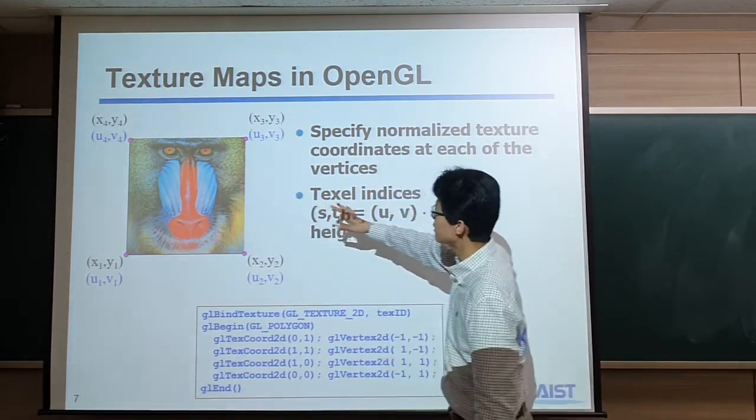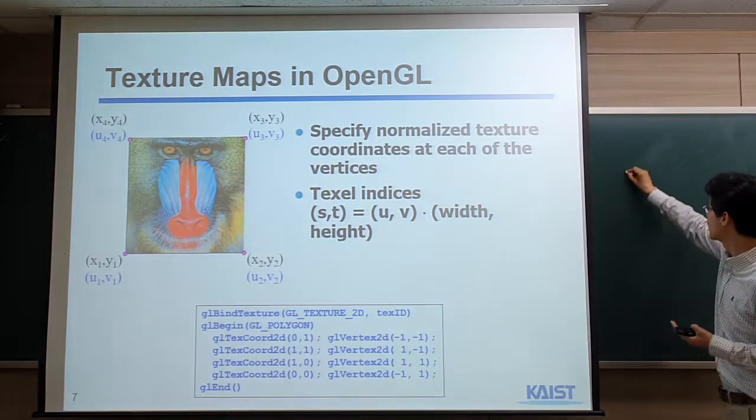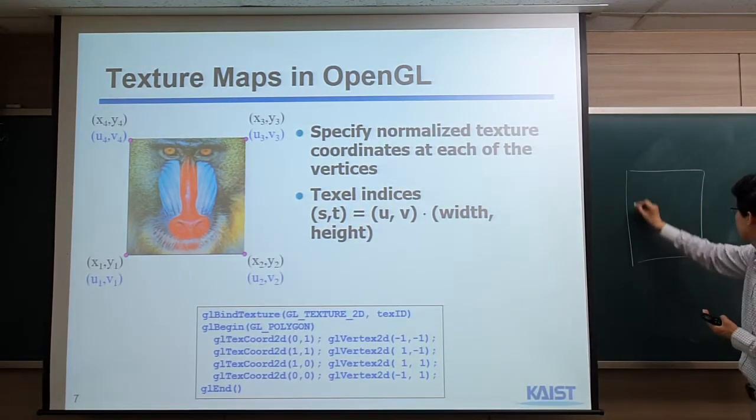This texture map is just an image, right? In other words, it might have some pixels, right?